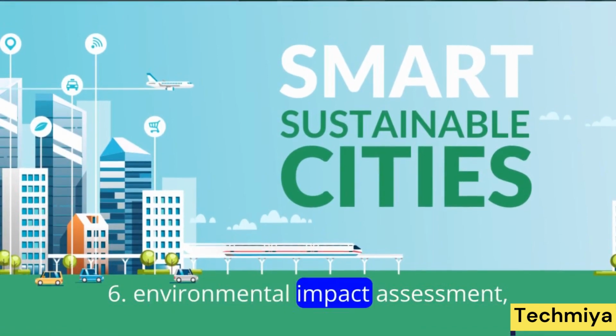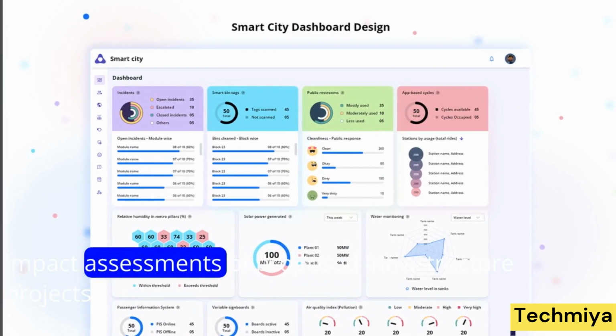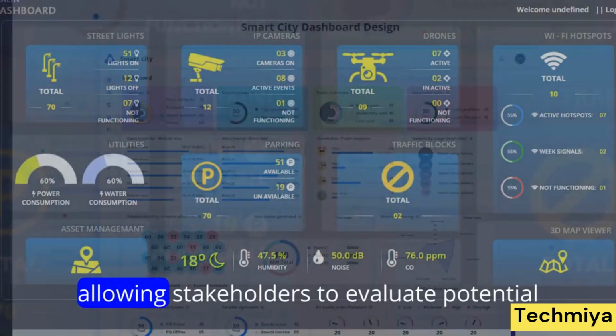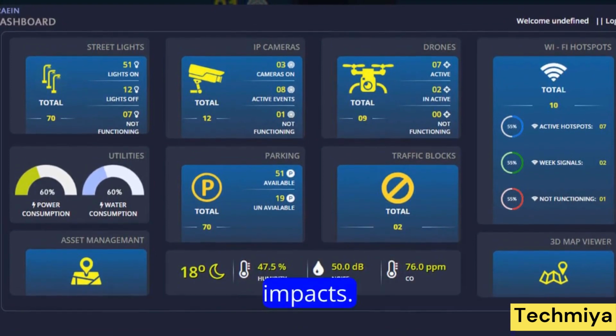6. Environmental Impact Assessment. Create a GIS tool for conducting environmental impact assessments of proposed infrastructure projects, allowing stakeholders to evaluate potential environmental risks and mitigate negative impacts.